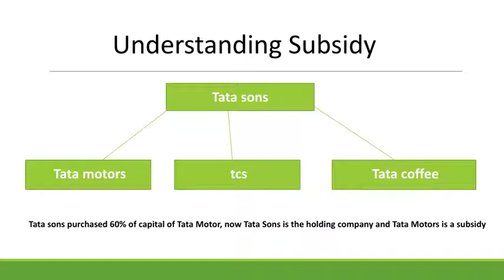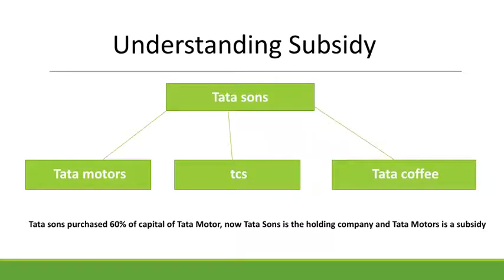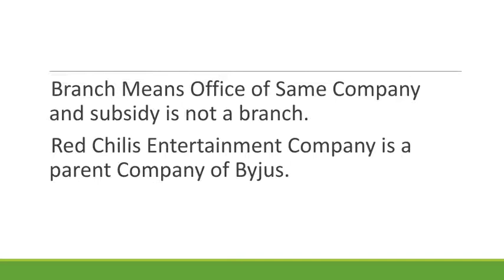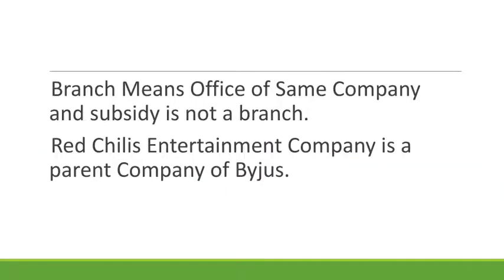Now understanding subsidiaries: Tata Sons has Tata Motors, TCS, and Tata Coffee. Tata Sons is the main company, and all three are the subsidiaries. Now, a branch means an office of the same company, as I have told, and a subsidiary is not a branch. As I've told, Red Chillies Entertainment Company is the parent company of Byju's. So when Tata Motors finance is taken, TCS finance is taken, Tata Coffee statements are taken, and it is mixed together, we say it is a consolidated financial statement of Tata Sons, when subsidiaries are also taken into consideration. Just remember this, it is quite important.